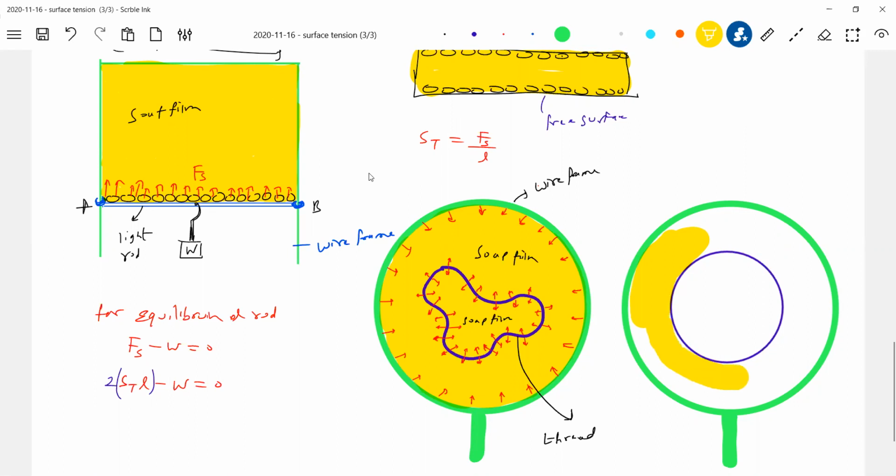In between the thread, what happened? There won't be soap film. It will get evaporated. If you touch a bubble, what happens to the bubble? It will vanish. The similar thing, the soap film which is there inside the thread, will vanish. And because of surface tension, the thread will take a circular shape.